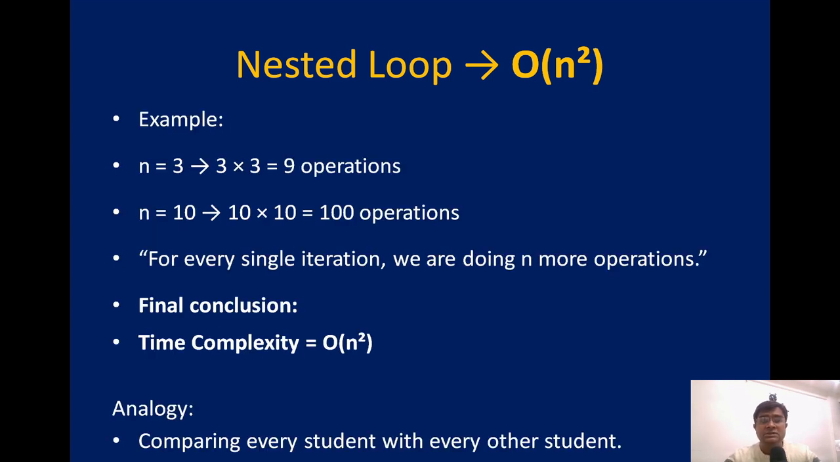Now some more things about nested loops. If you have n equal to 3, the number of operations would be 3 into 3, that is 9 operations. If you have n equal to 10, the number of operations would be 10 into 10, that is 100 operations. For every single iteration, we are going to do n more operations. The final conclusion is that the time complexity is big O of n square.